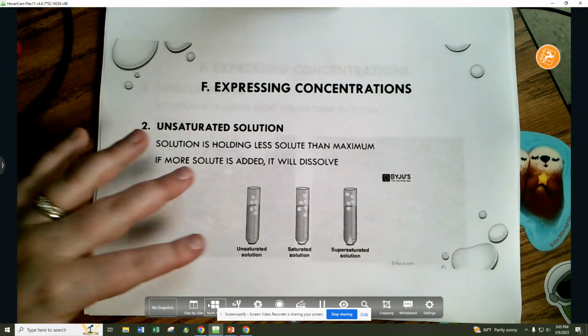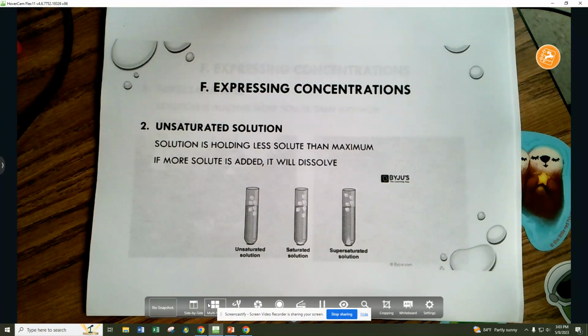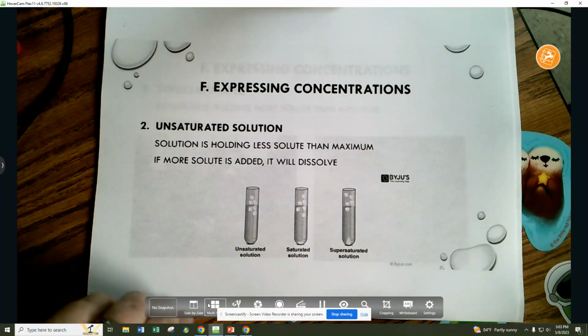The thing with unsaturated is if you go to add more to it, you would find that it dissolves. If it was saturated and you added more Kool-Aid powder or more sugar, you would find that it would settle out to the bottom. And so you would have known at that point it was already at the saturation point.